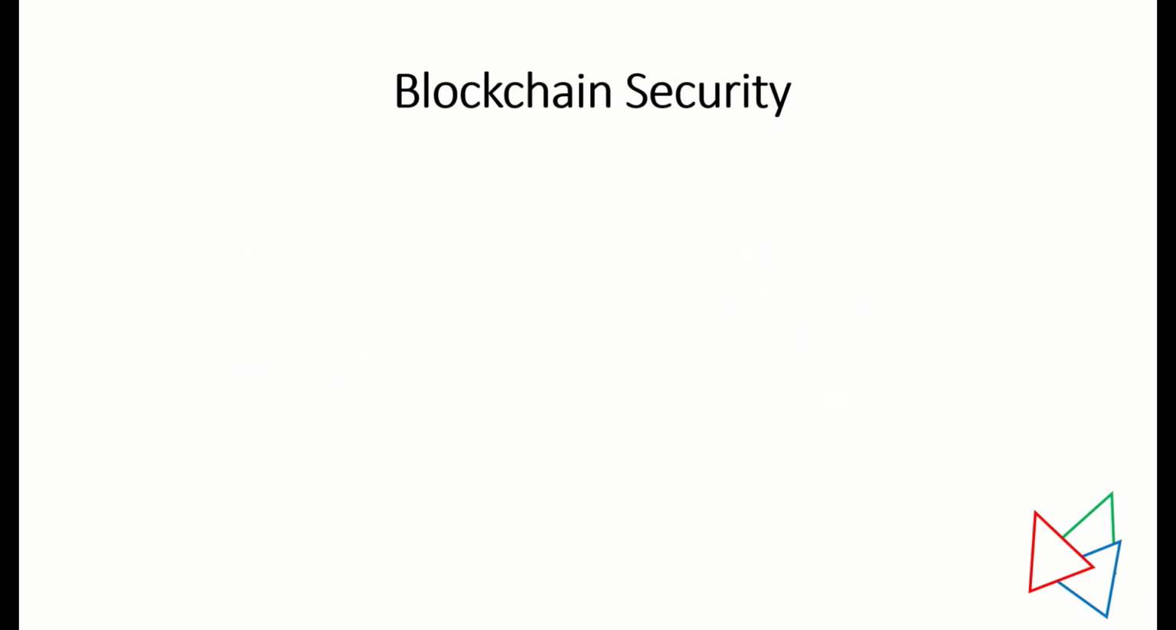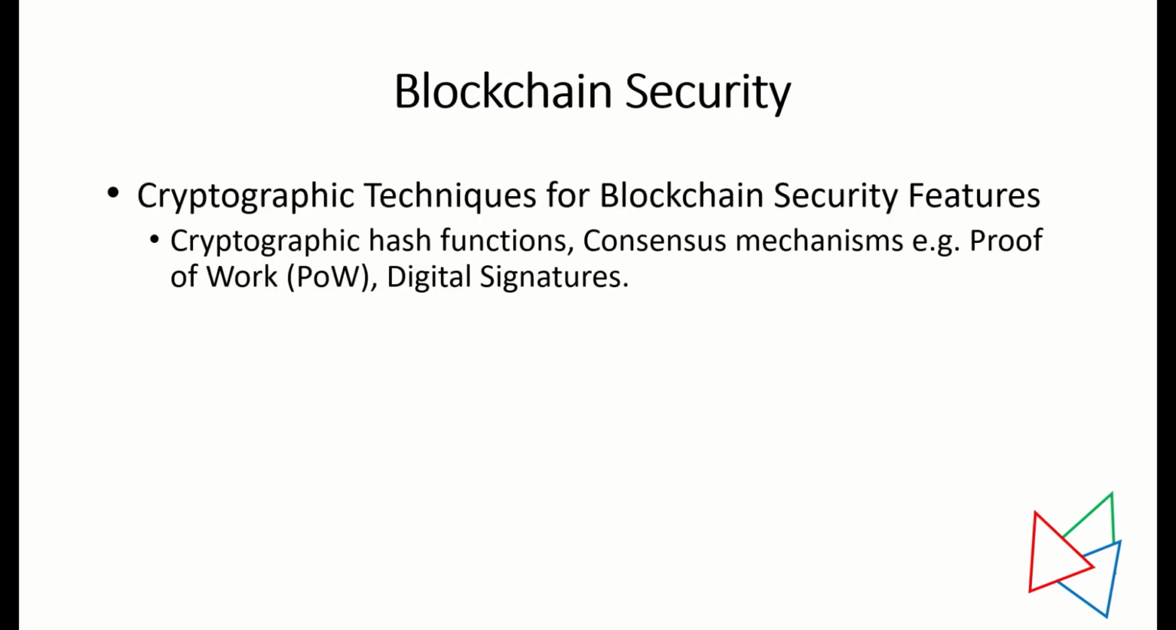So the next topic to consider is blockchain security. A number of cryptographic techniques are in place in mainstream blockchain applications in order to fulfill basic security requirements. Some of these are cryptographic hash functions, consensus mechanisms like proof of work, and also digital signatures. They ensure the integrity of the public ledger and provide security in that sense.